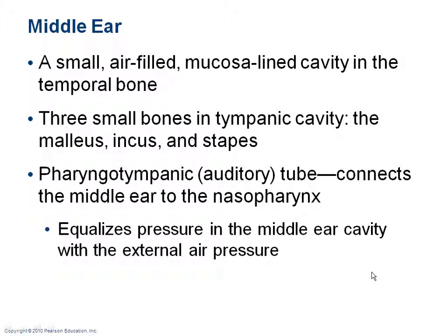Okay, middle ear, words and then pictures. A small, air-filled, mucus-lined cavity in your temporal bone. There are three small bones, the malleus, the incus, and the stapes. We talked about these briefly when we talked about bones. There are three of your inner ear bones, or middle ear bones as we called them. We also have something called an auditory tube.